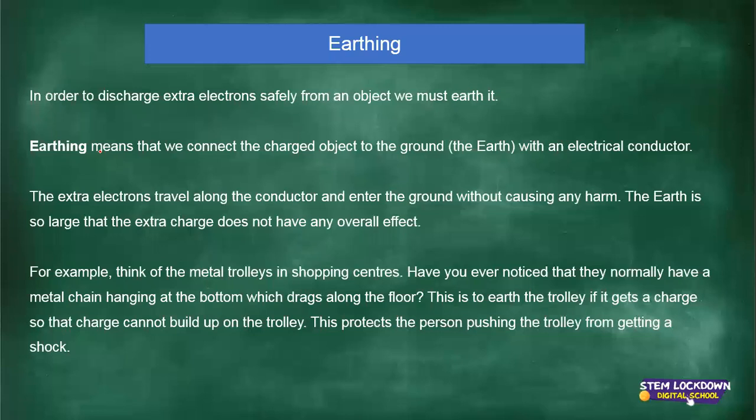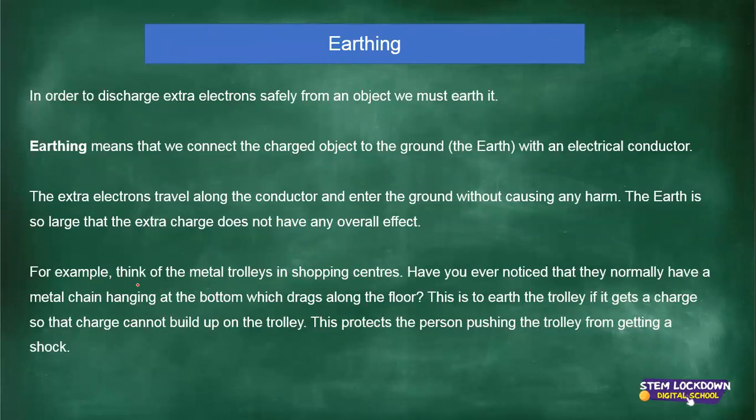Okay. So earthing means that we connect a charged object to the ground with an electrical conductor. The extra electrons travel along the conductor. So basically, you can earth objects with an electrical conductor, and the charge enters the ground, which doesn't cause any harm. Now, you must know that the Earth's surface, because it is so large, can absorb any extra charges with no effect at all.